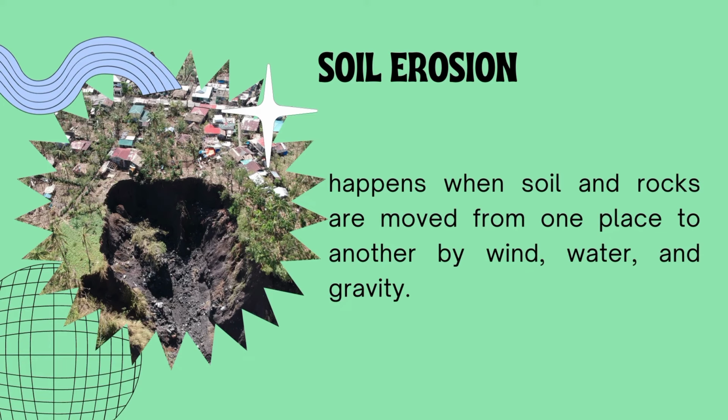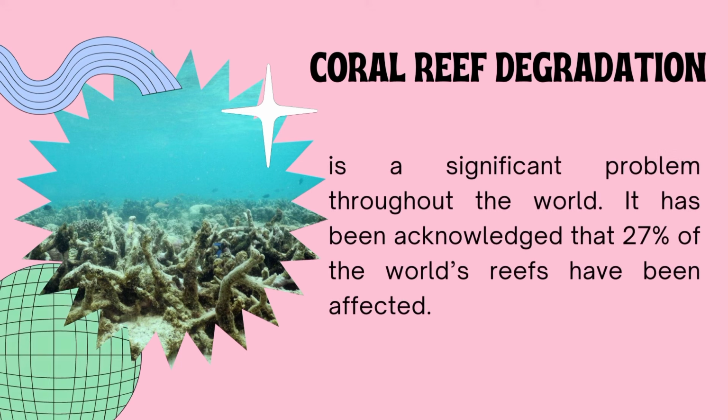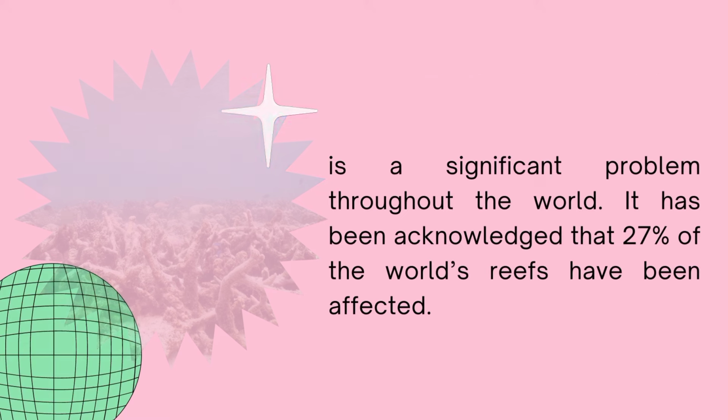Next is soil erosion. Happens when soil and rocks are moved from one place to another by wind, water, and gravity. Next is coral reef degradation. It is a significant problem throughout the world. It has been acknowledged that 27% of the world's reefs have been affected.